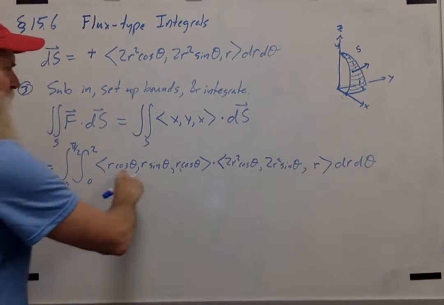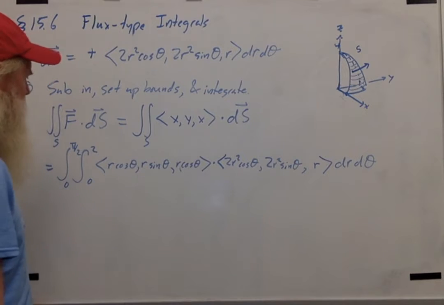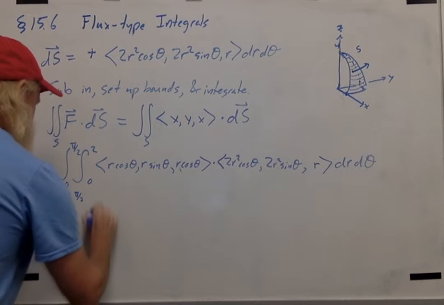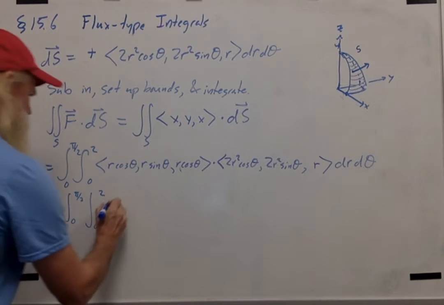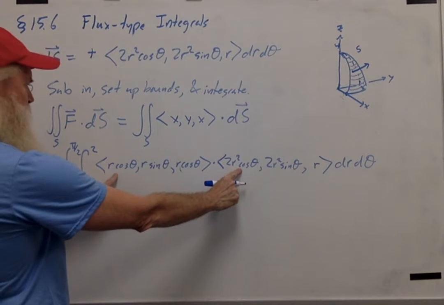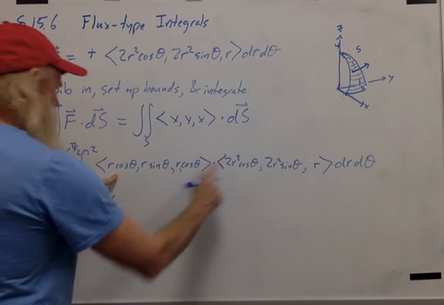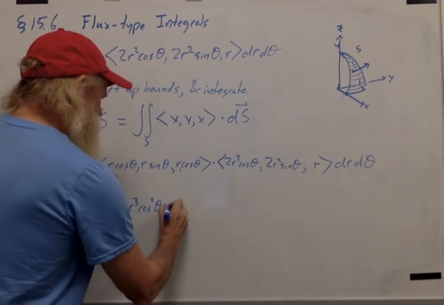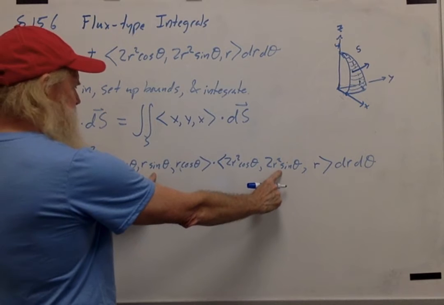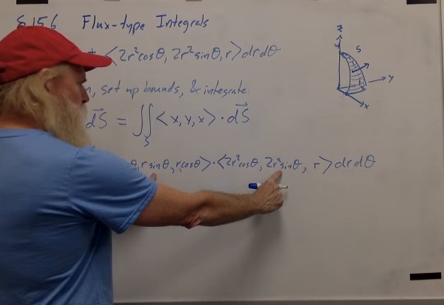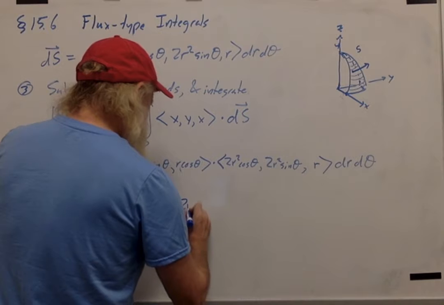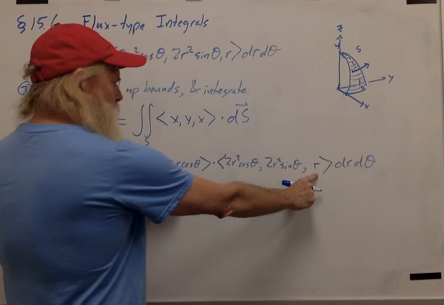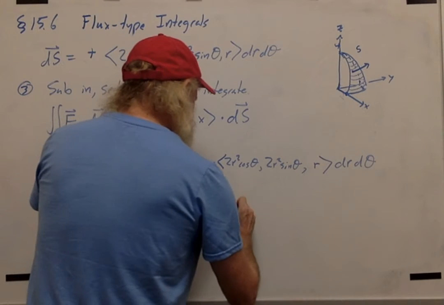So now, let's carry out the dot product, and then we'll have a function to integrate. So we're integrating 0 to pi over 2, 0 to 2. For the dot product, we multiply the first components, which gives us 2r cubed cosine squared theta plus, multiplying the second components, 2r cubed sine squared theta. I like how that's looking. Plus r squared cosine theta.